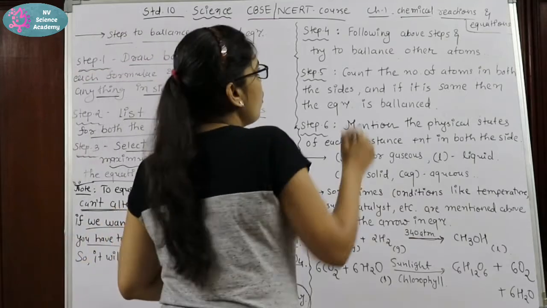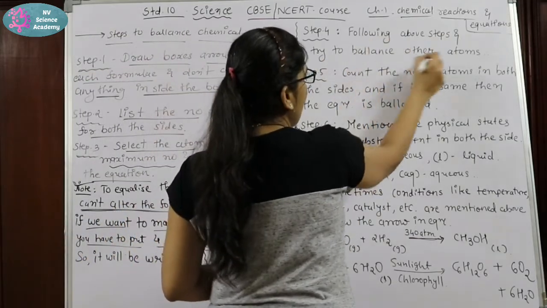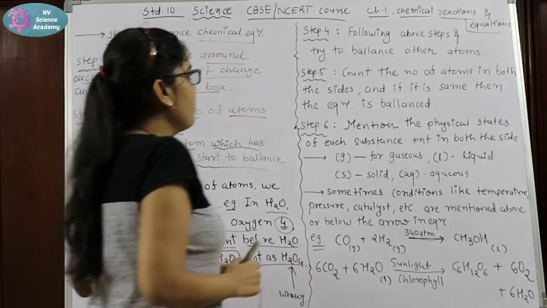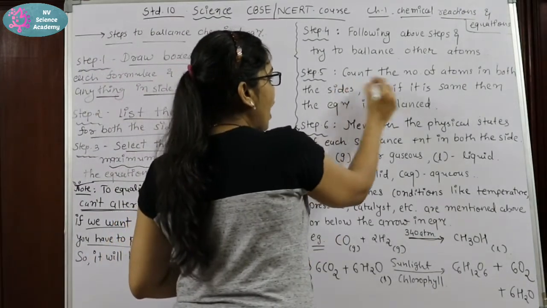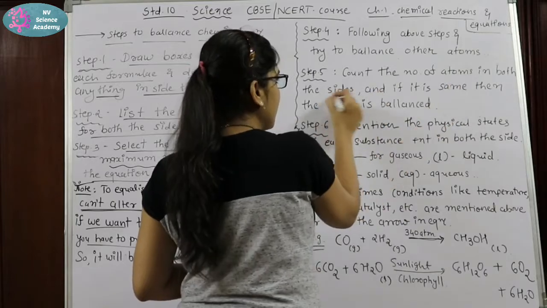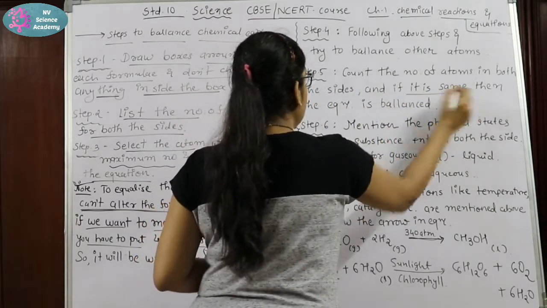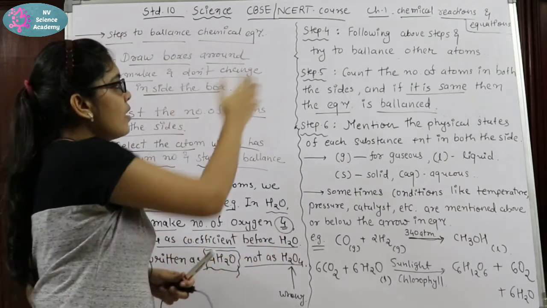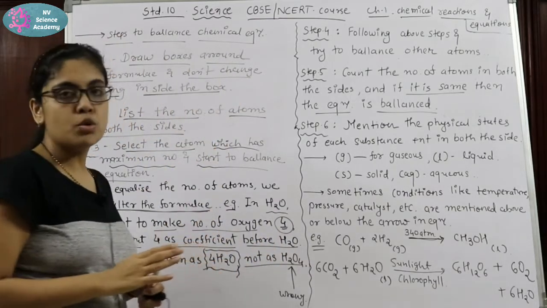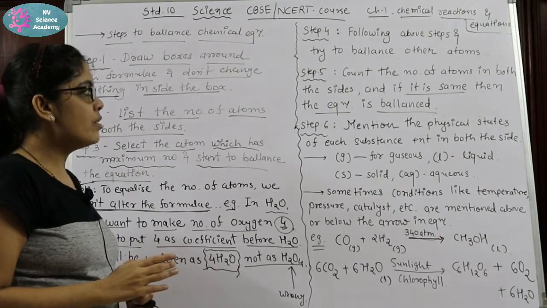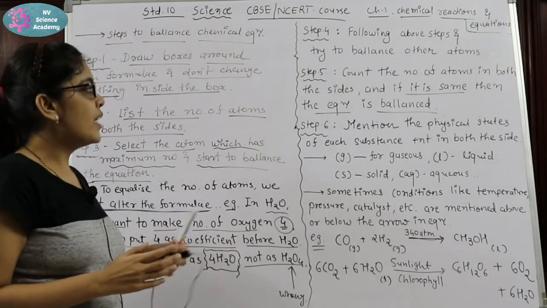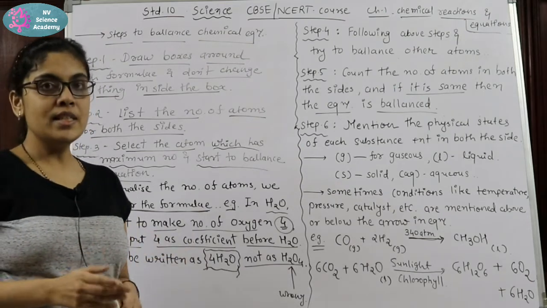Step 4, following the above steps, try to balance other atoms. Then step 5, count the number of atoms on both sides, and if it is the same, then the equation is balanced. So these are the main 5 steps to balance a chemical equation, but it will still be incomplete as we don't mention the physical state.